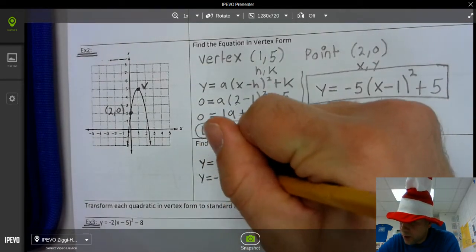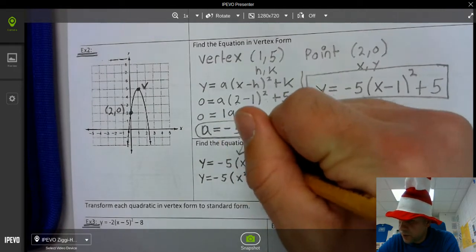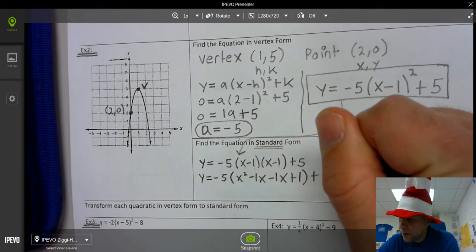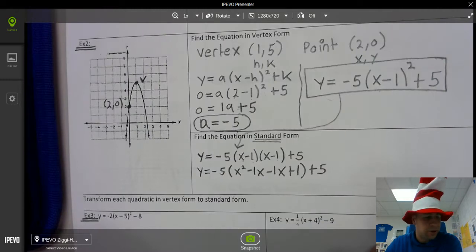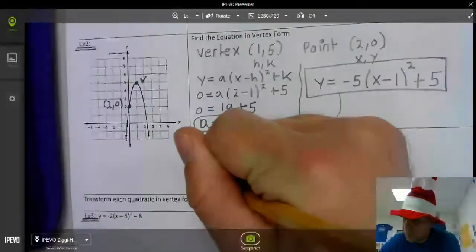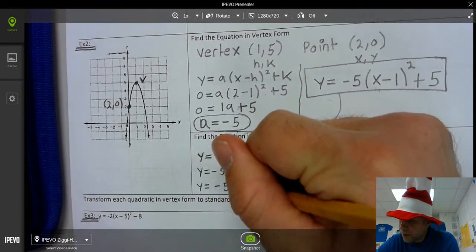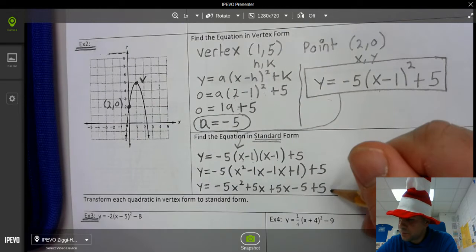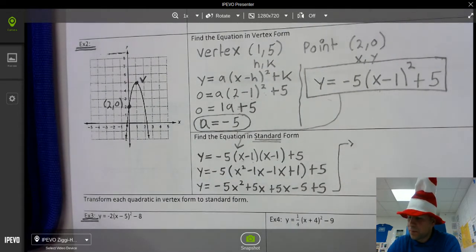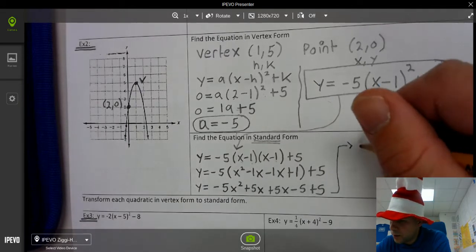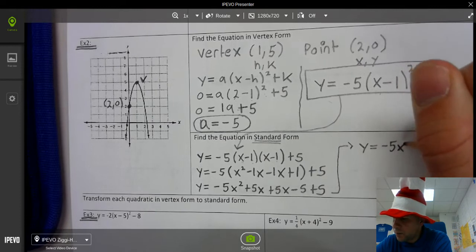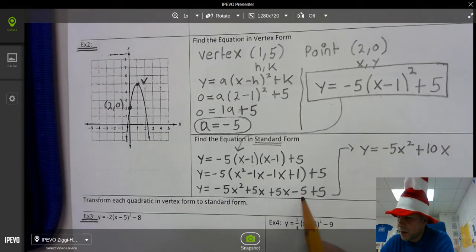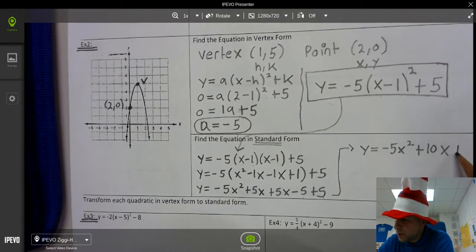x times x is x squared. x times negative 1 is negative 1x. Negative 1 times x is negative 1x. Negative 1 times negative 1 is a positive 1, plus 5. And then step 7, distribute the a value. A value is negative 5, so you get y equals negative 5x squared plus 5x plus 5x minus 5 plus 5. So then y equals negative 5x squared, 5x and 5x is 10x, and then negative 5 and 5 is 0, so plus 0.